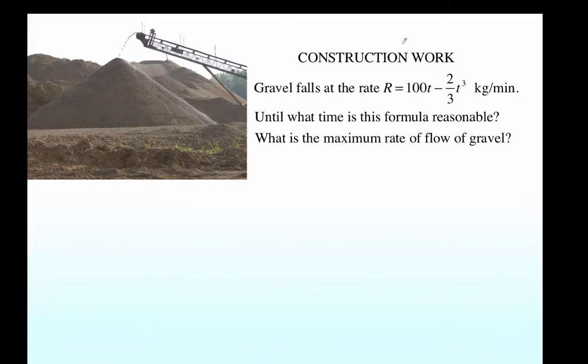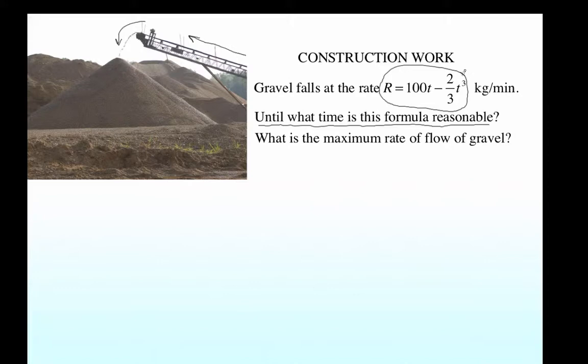Here's a straightforward application of derivatives, but it's something that one has to have a physical understanding of. So here is stone that is crushed into gravel that's coming up this way, and then it's falling down, you can see that, making a pile over here. The rate at which it is happening is measured to be 100t minus 2/3 t cubed. Now that's a formula, but we don't believe formulas until those give us some reasonable results. The first part of the question is, until what time is this formula reasonable?